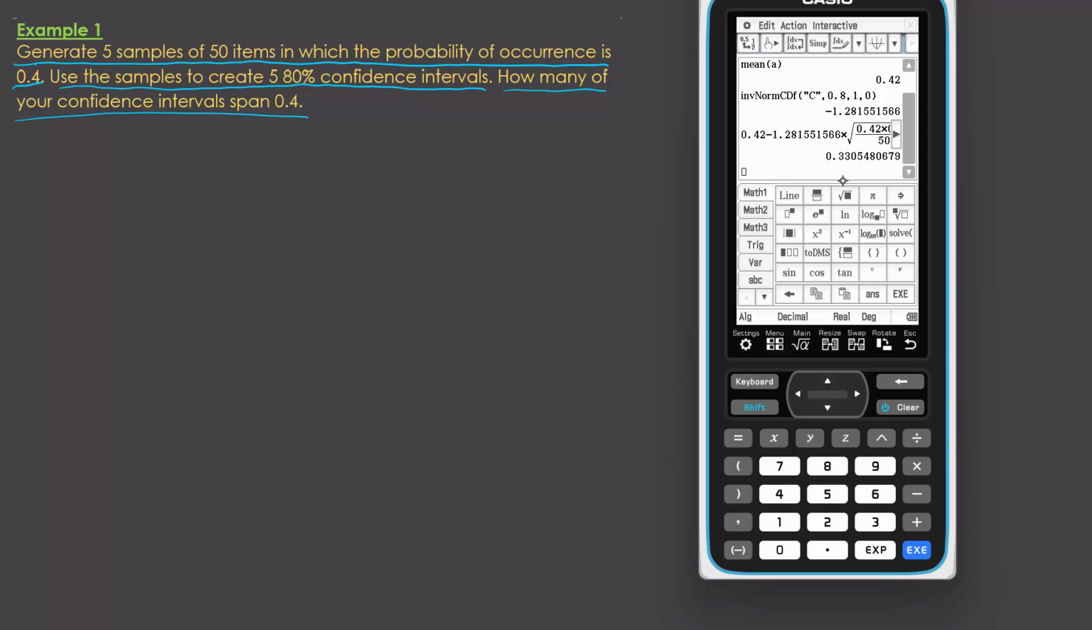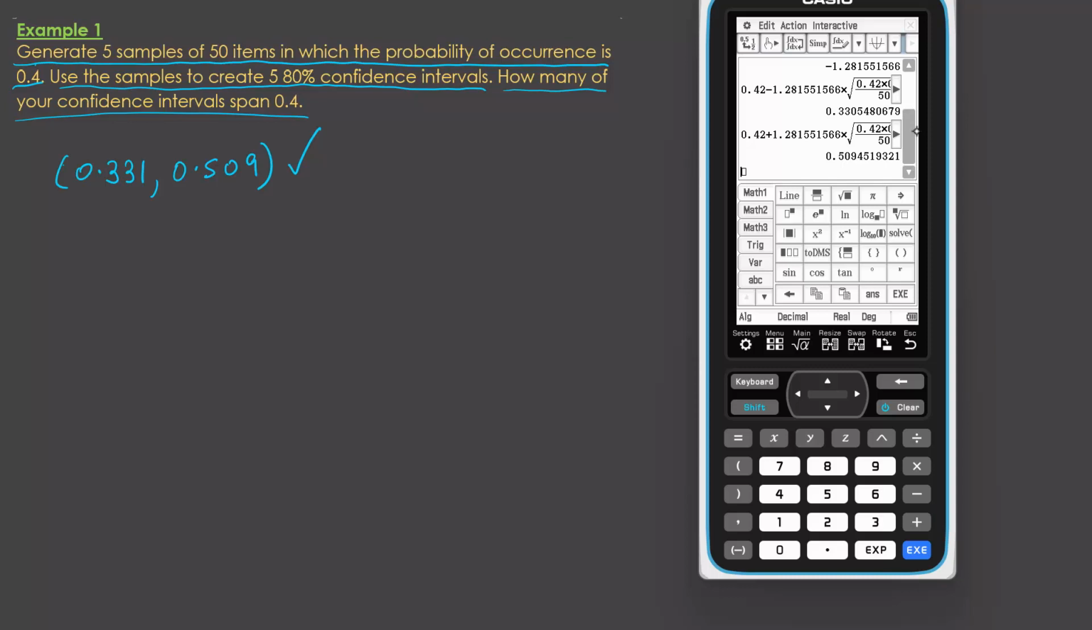And that's my 0.3305. And then obviously I want exactly the same thing, but I'm going to want a plus in there. And that's 0.509. So my first one is 0.331 up to 0.509, which does contain 0.4.